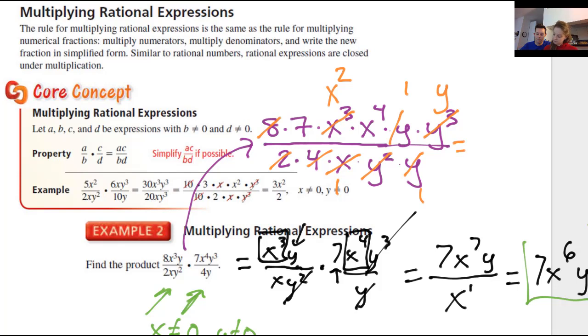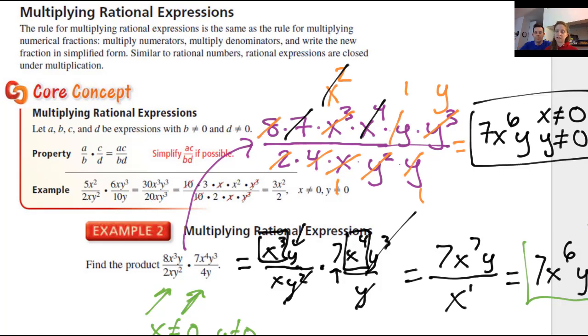And now I rewrite what's left, which is 7. So now I've taken care of that. The x's are x to the 6th. Oh, wait. And I have a y. And in the denominator, everything's gone. I could put over 1, but I'm not. I'm just going to put no denominator, and then I just have to look for what I cancelled out in the bottom. It's going to restrict my domain, and that is that x cannot equal 0 and y cannot equal 0. Okay, we got the same answer, whichever makes the most sense to you.